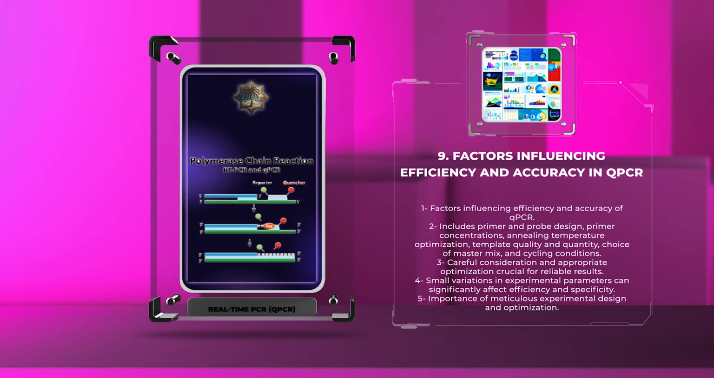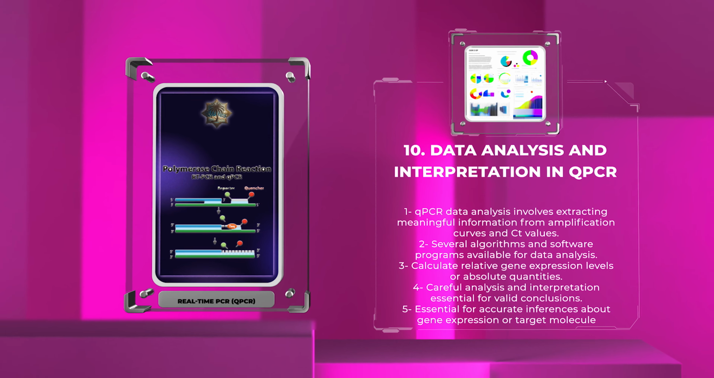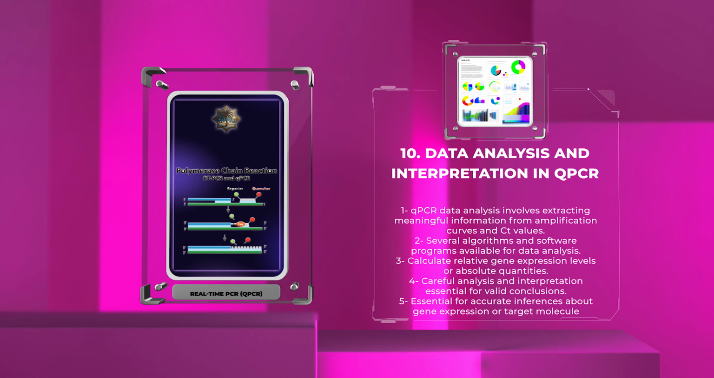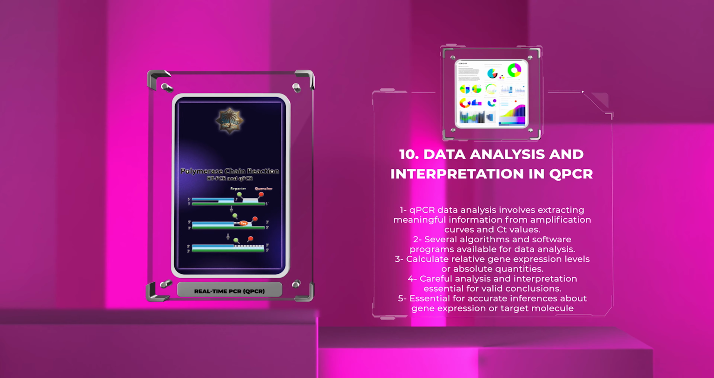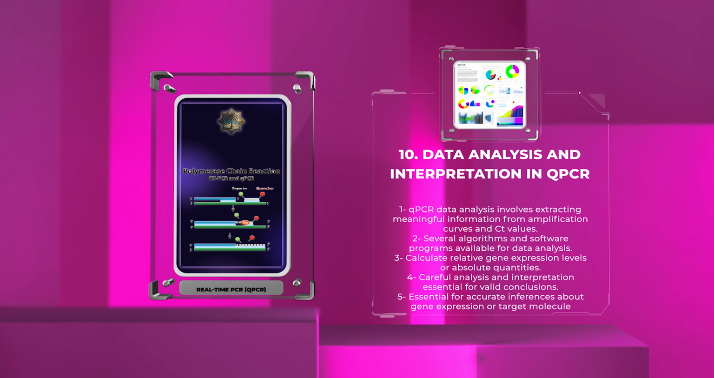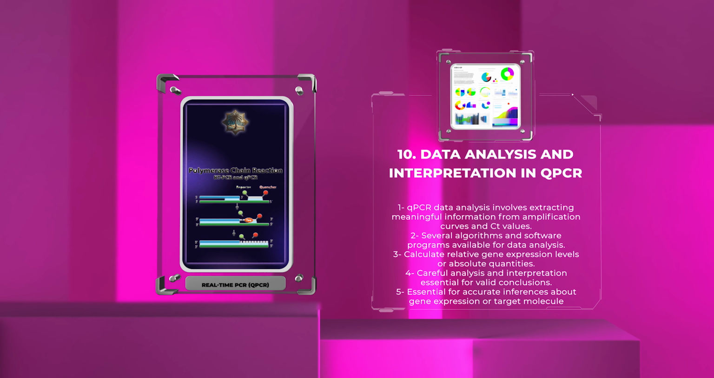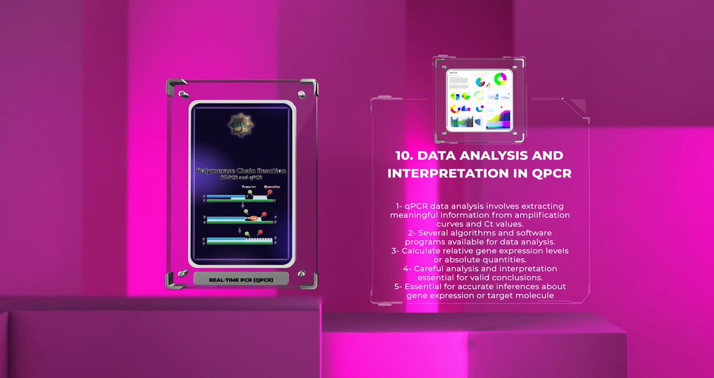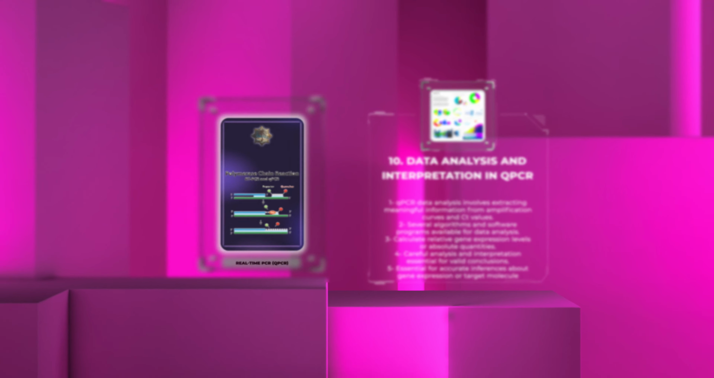qPCR data analysis involves extracting meaningful information from the amplification curves and CT values obtained during the experiment. Several algorithms and software programs are available to analyze the data and calculate the relative gene expression levels or absolute quantities. These include the 2 to the power of minus delta delta CT method, comparative CT method, efficiency-corrected methods, and advanced statistical analysis tools. Careful analysis and interpretation of the data are essential for drawing valid conclusions and making accurate inferences about the gene expression or target molecule quantity.